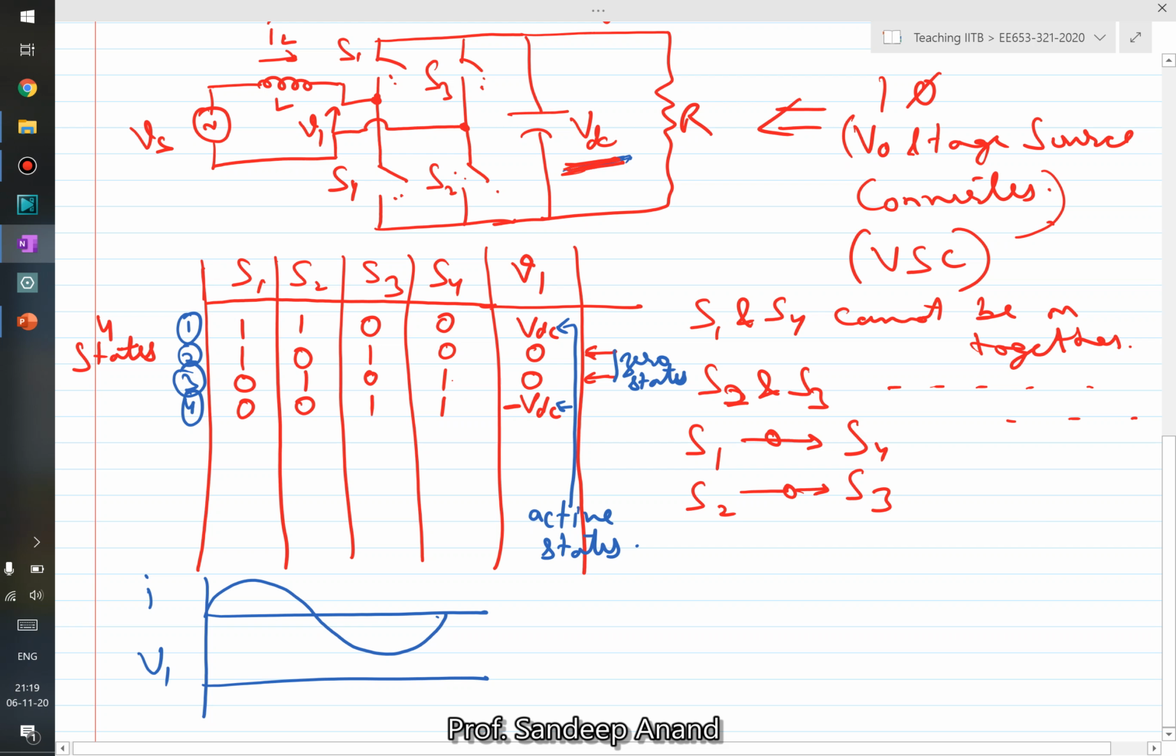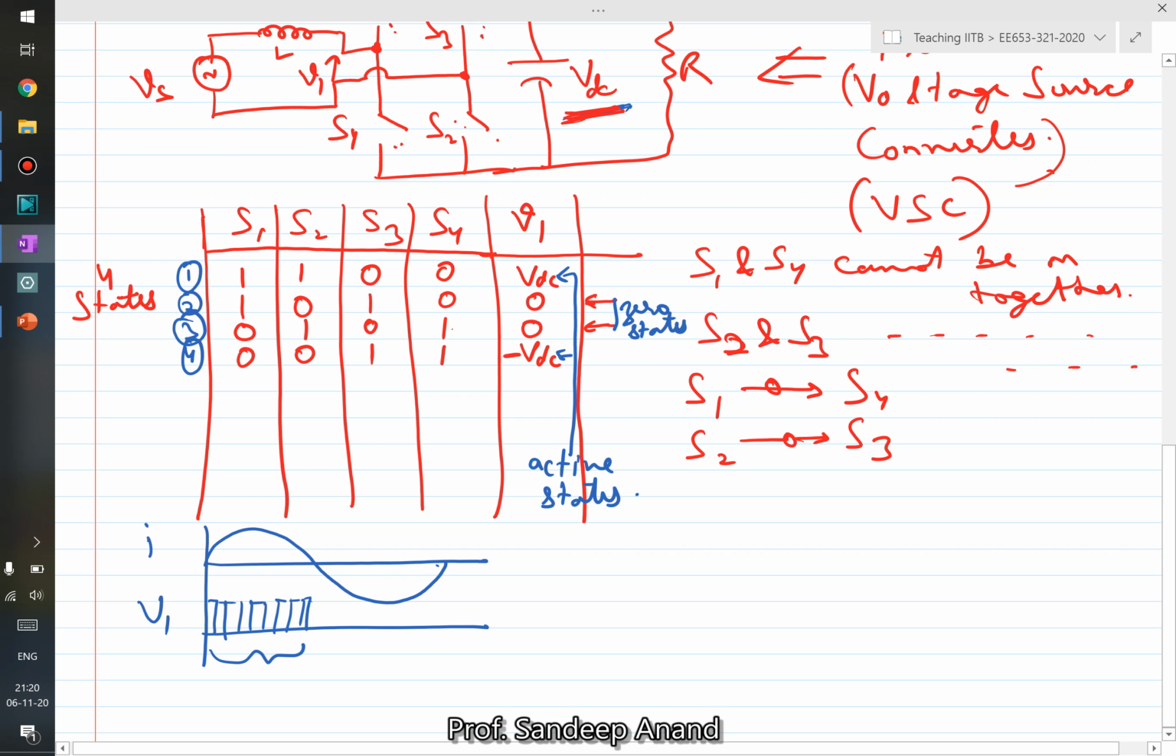So either I can have this kind of waveform, right? If that is the case, in this first region I am using state number 1 and anything out of state number 2 or 3. Why? Because when I use 1, my voltage is plus. When I use 2 or 3, my voltage is 0. And I can also create this negative. And in this region, I would use state number 4 and I'll choose one of the states between 2 or 3, because both of them give me 0 volt. I can use either of them.